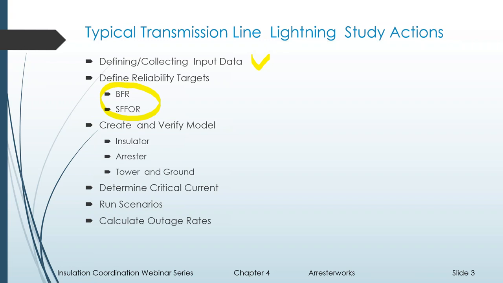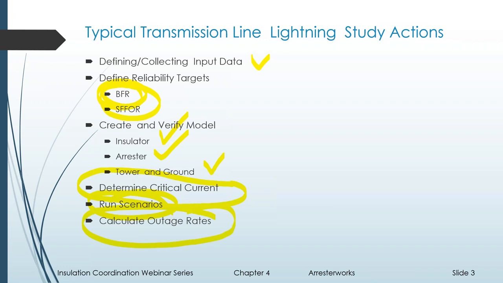Then we're going to spend a lot of time not only defining these, but on actually how you calculate these two functions, or these two reliability targets. And then we will talk about the models for these different aspects of the lightning study. And then we'll talk about critical current and how it factors in here, and we'll run a few scenarios, and we'll do some outage rate calculations. And so it's a full day, or full morning, or wherever you are, might be a full afternoon, and we'll go through these.